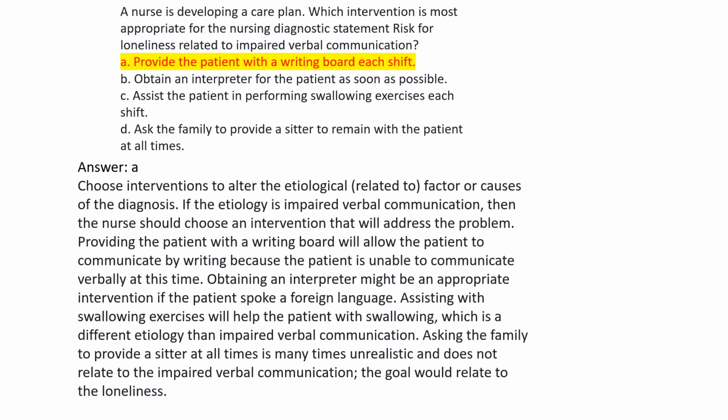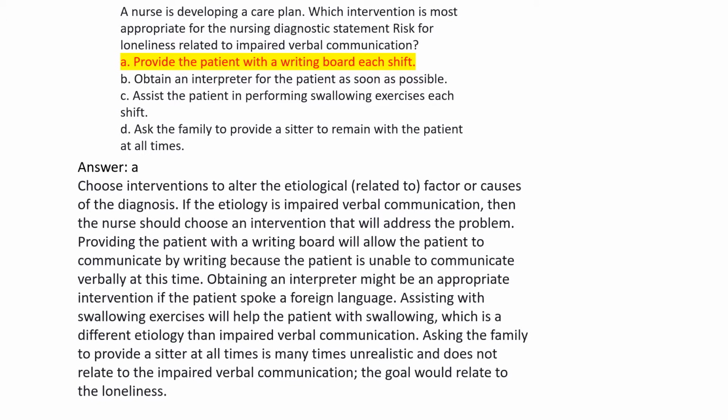Answer: provide the patient with a writing board each shift. Choose interventions to alter the etiology, the related-to factor or cause of the diagnosis. If the etiology is impaired verbal communication, then the nurse should choose an intervention that will address the problem. Providing the patient with a writing board will allow the patient to communicate by writing because the patient is unable to communicate verbally at this time.